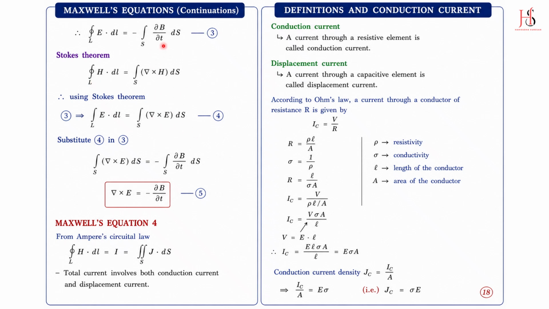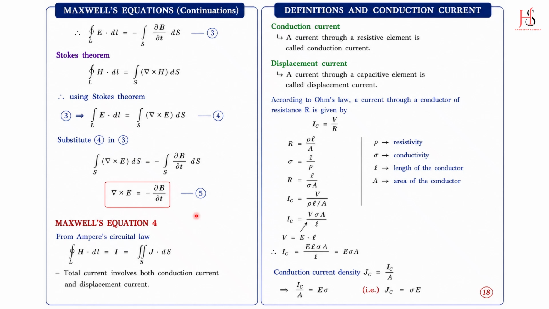Now we go back to the third equation. In the third equation, instead of the line integral of E dot dl, we substitute the surface integral. So the surface integral of del cross E into ds is equal to minus the surface integral of dou B by dou t into ds. Both the left hand side and right hand side are surface integrals, so we can eliminate the integral as well as the ds term, and write it as del cross E is equal to minus dou B by dou t. So this is our Maxwell's equation from Faraday's law.